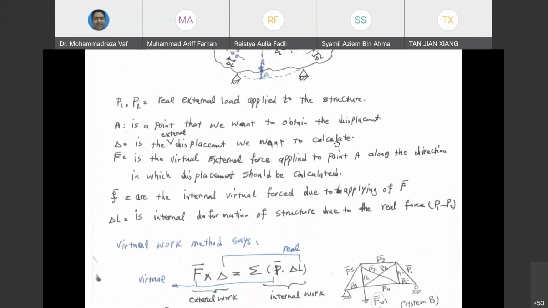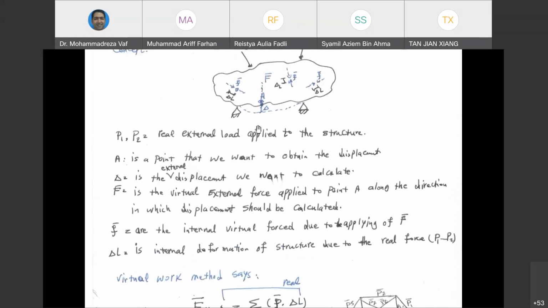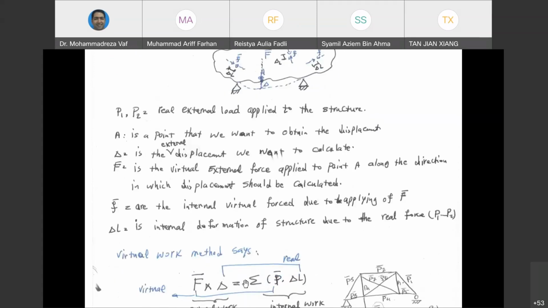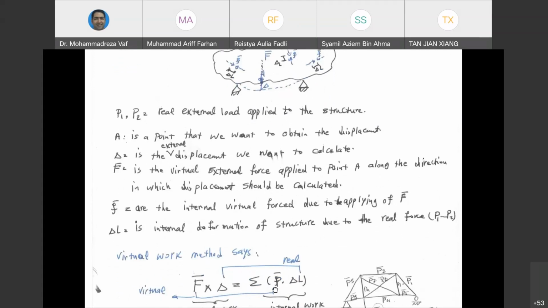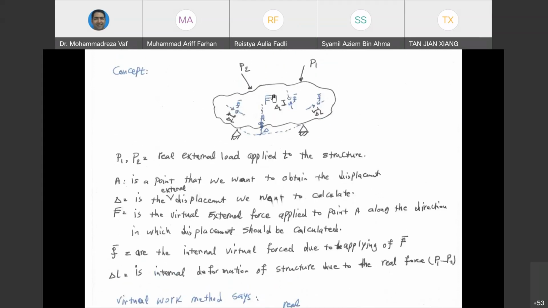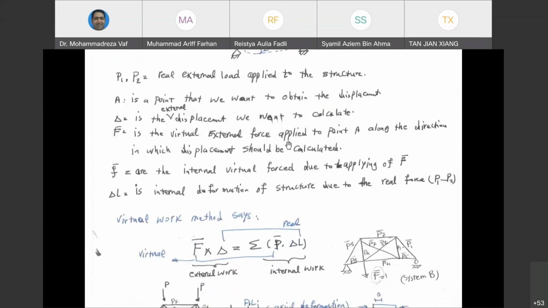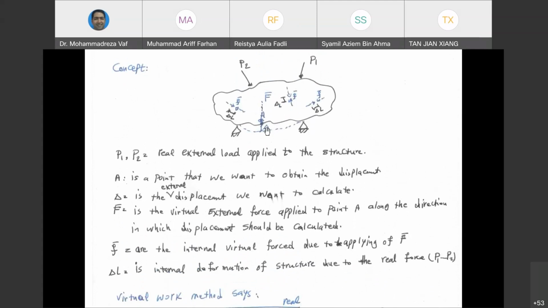So I will repeat again. Our intention is to calculate deflection at point A, and we are going to apply a virtual force that we call F bar to point A. This F bar, if multiplied by the delta that we are looking for, is going to equal the summation of internal forces due to this F bar multiplied by internal deflections due to the external forces. So you can see here we need to have two structures in order to calculate this delta.